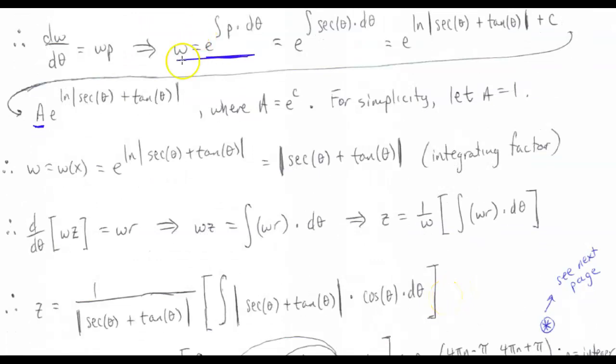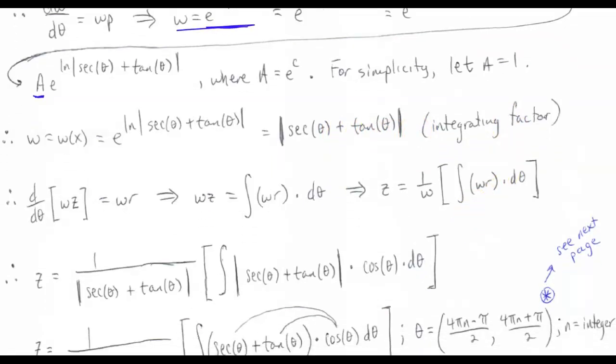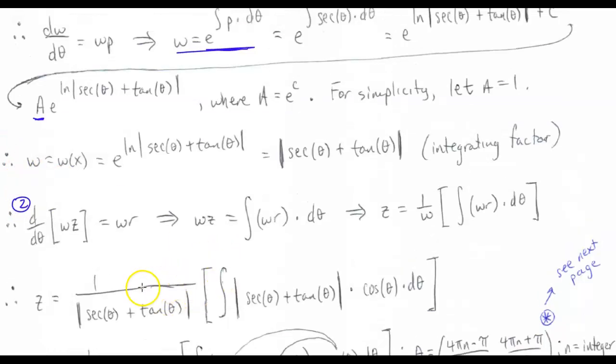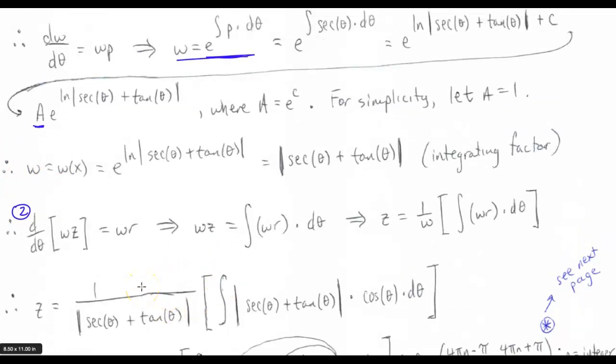And then from that point, we see that our integrating factor is just going to be e raised to the natural log of secant plus tangent. And of course, using our logarithm properties, we know that that's just the absolute value of secant plus tangent. So from there, our second equation. So this was the second equation. And let me make sure that we note here that this is our first one.